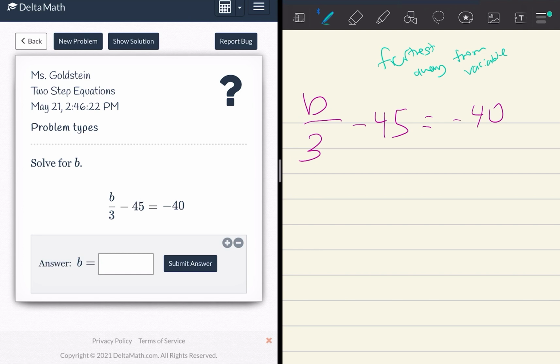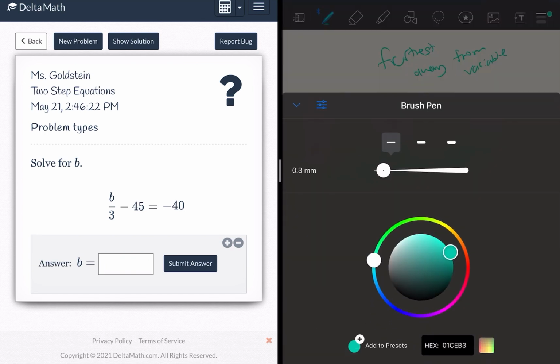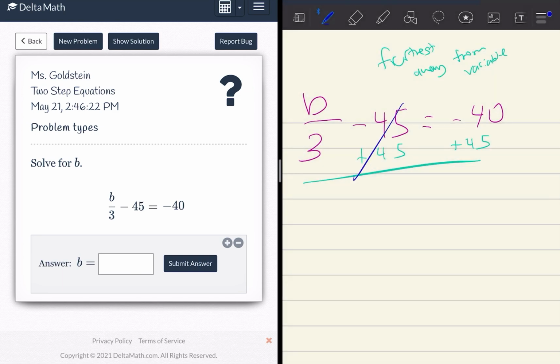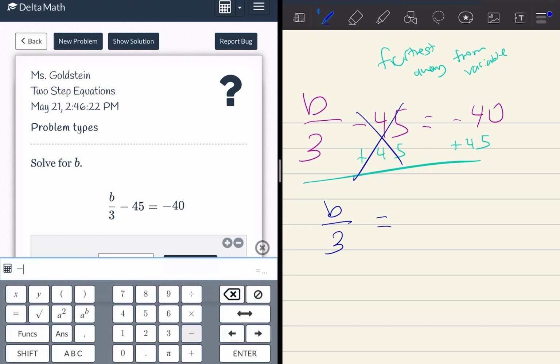The opposite of minus 45 is plus 45. And whatever I do on one side, I do to the other. Now I'm going to simplify. My 45 cancels out on the left side, and I just bring down b over 3 and my equal sign. Now I just have to worry about negative 40 plus 45. I can use my calculator. Negative 40 plus 45, and I get 5.